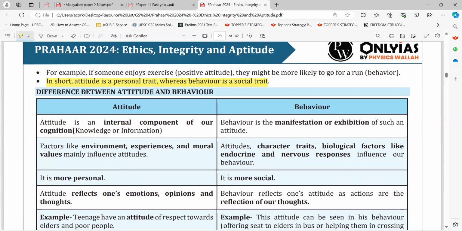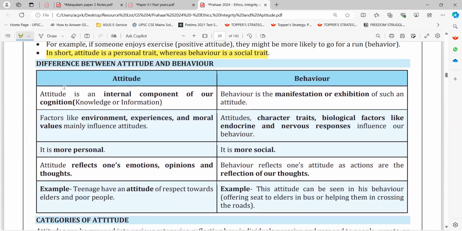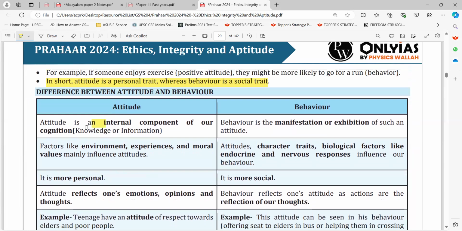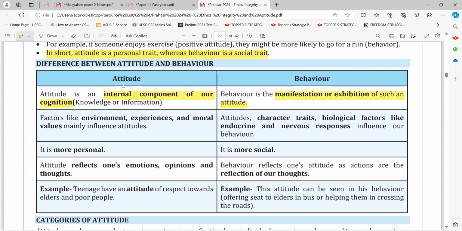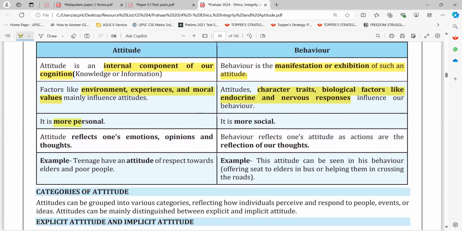Okay. Difference between attitude and behavior. Attitude is an internal component of our cognition, knowledge, or information. Behavior is the manifestation or exhibition of such an attitude. Attitude: factors like environment, experiences, and moral values mainly influence attitudes. Behavior: attitudes, character traits, and biological factors like endocrine and nervous responses influence our behavior. Attitude is more personal. Behavior is more social.